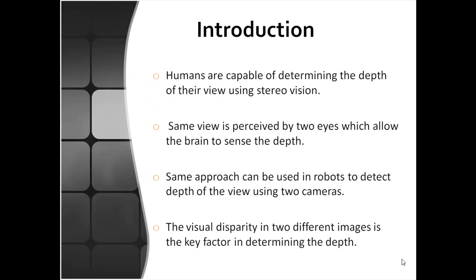I will give a brief introduction about our project. Our main concept is stereo vision, which is like human eyes. In robots, it determines the depth of the view by using two cameras. So the visual disparity of two different images is the key factor in determining the depth.